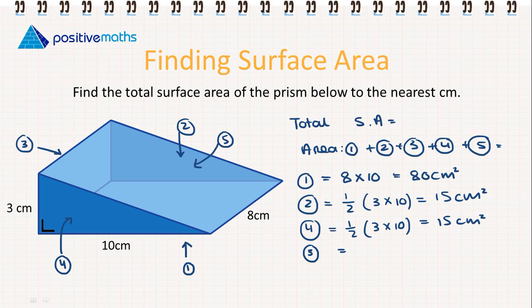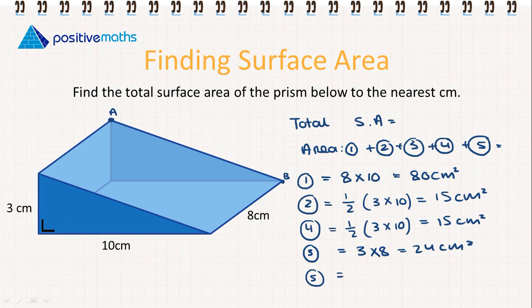Okay, 3 is going to be 3 multiplied by 8, which will give us 24 centimeters squared. So that's 1, 2, 3, 4, and our last one, 5. This is going to be the rectangle at the top. Okay, so let's discuss this. We have the length 8 centimeters, but we need the dimension for this side from here A over to B.